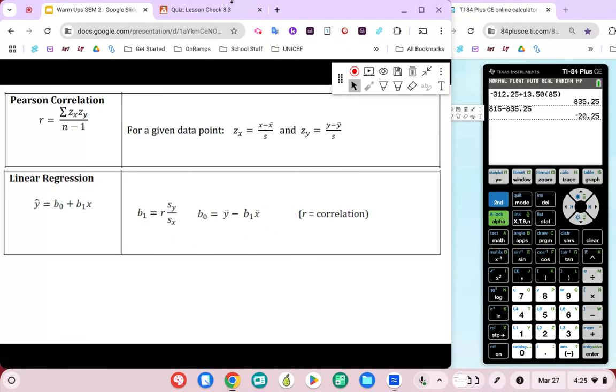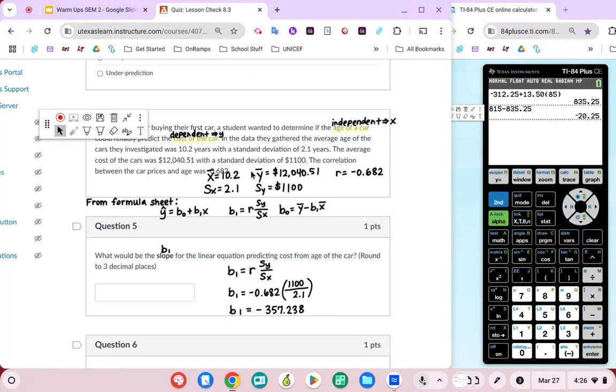So they've given us all these values, which is why I've identified them here. We have our average of x, standard deviation of x, average of y, standard deviation of y, and then our correlation. So again, I wrote the formula sheet formulas here so that we would have those to refer to.